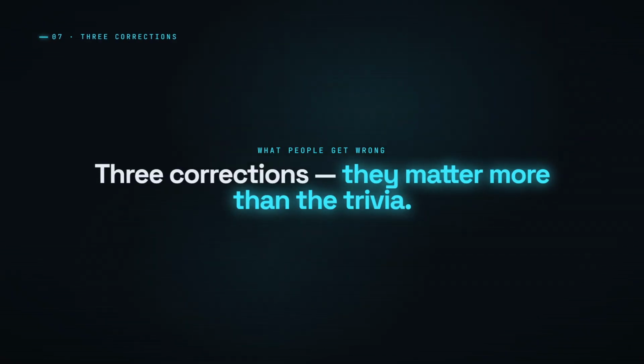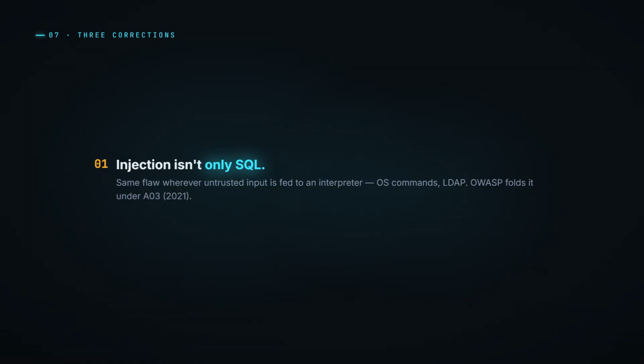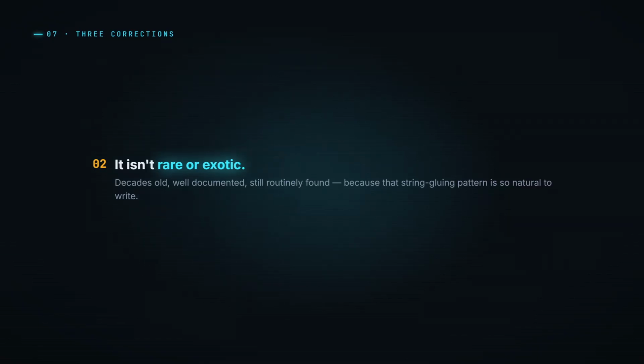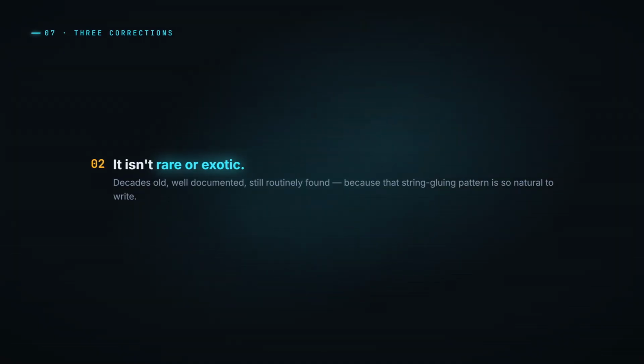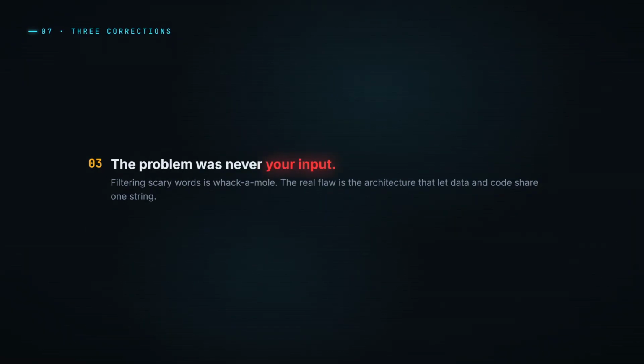SQL injection is the most famous example, but the same flaw appears anywhere untrusted input is fed into an interpreter as code: operating system commands, LDAP, and more. In fact, in the OWASP Top 10, the industry's reference list of web risks, injection is a single broad category, A03 in the 2021 edition, that even absorbed cross-site scripting. Second, this is not some rare, exotic bug. It is decades old, thoroughly documented, and still routinely found, precisely because that string-gluing pattern is so natural to write. And third, the big one, the problem was never your input.